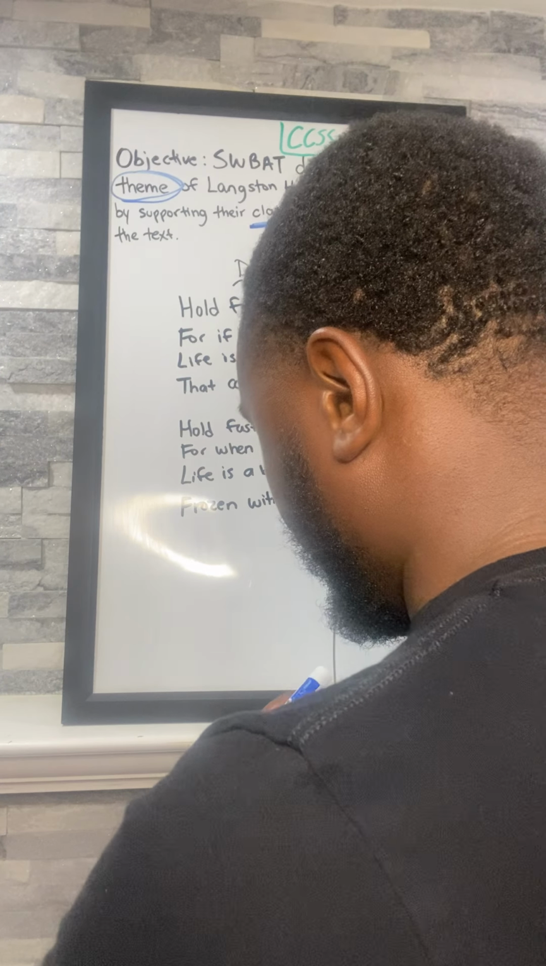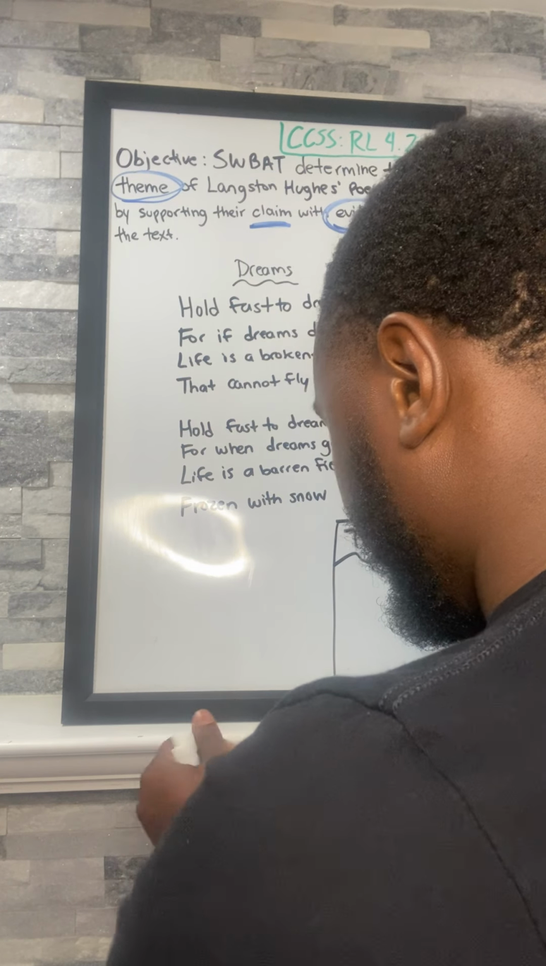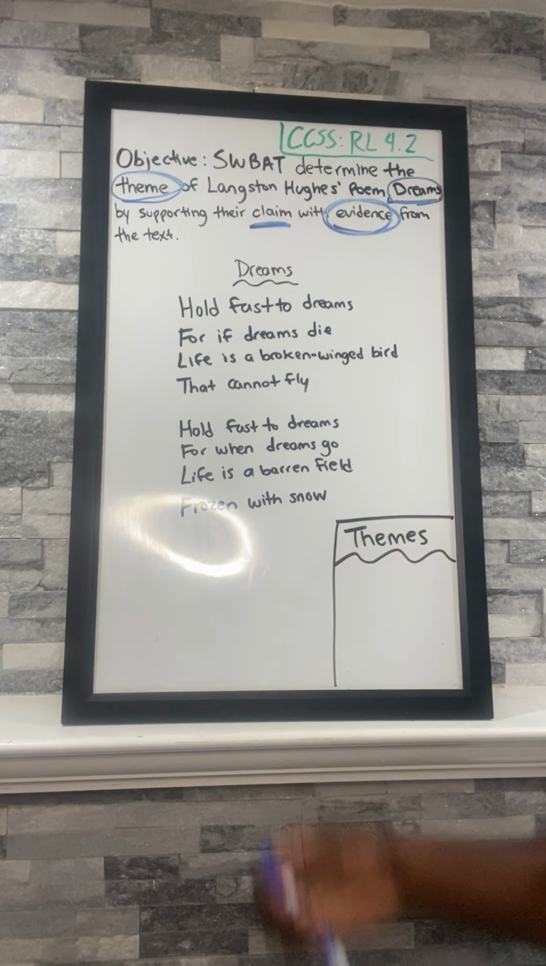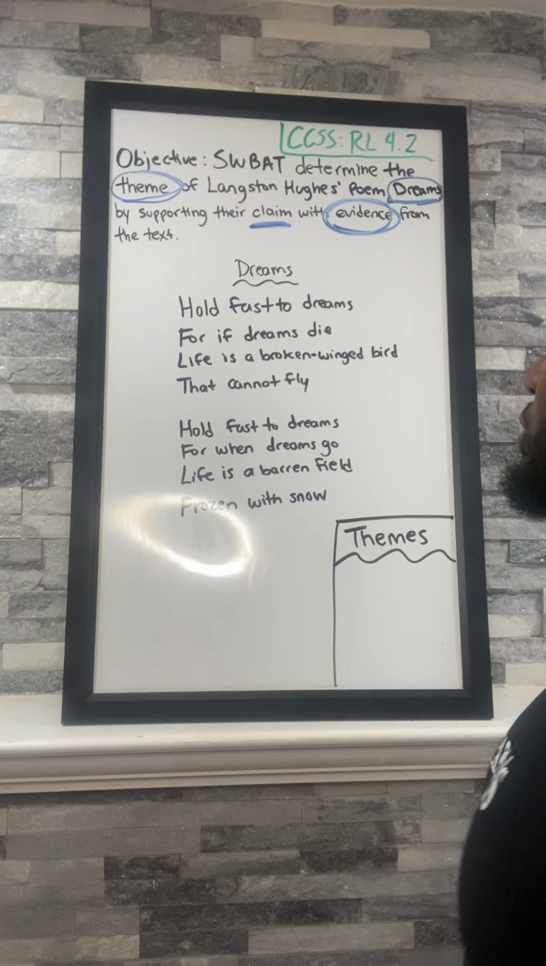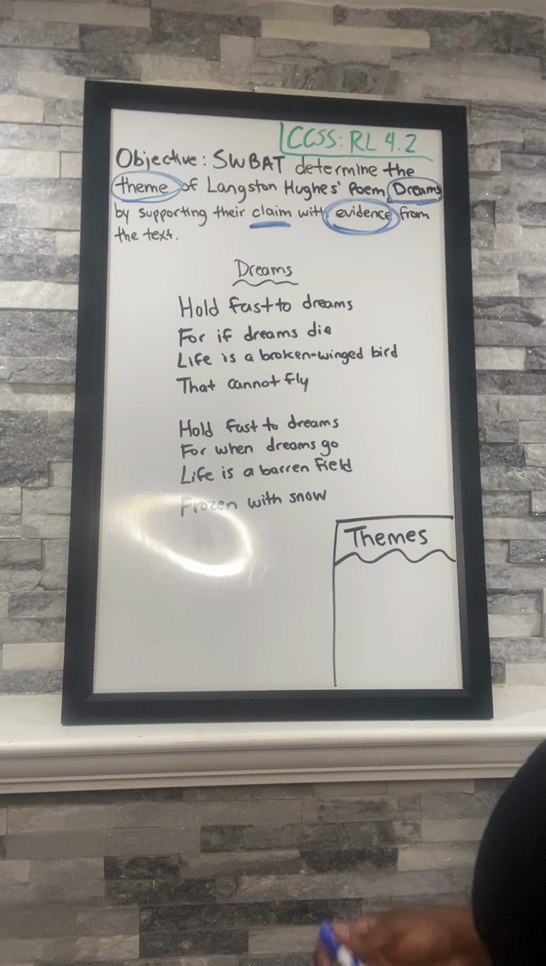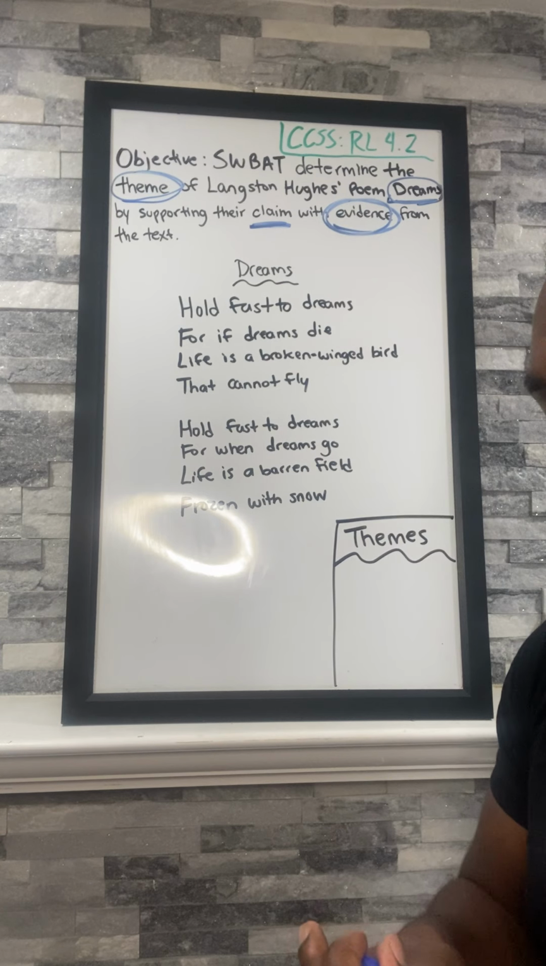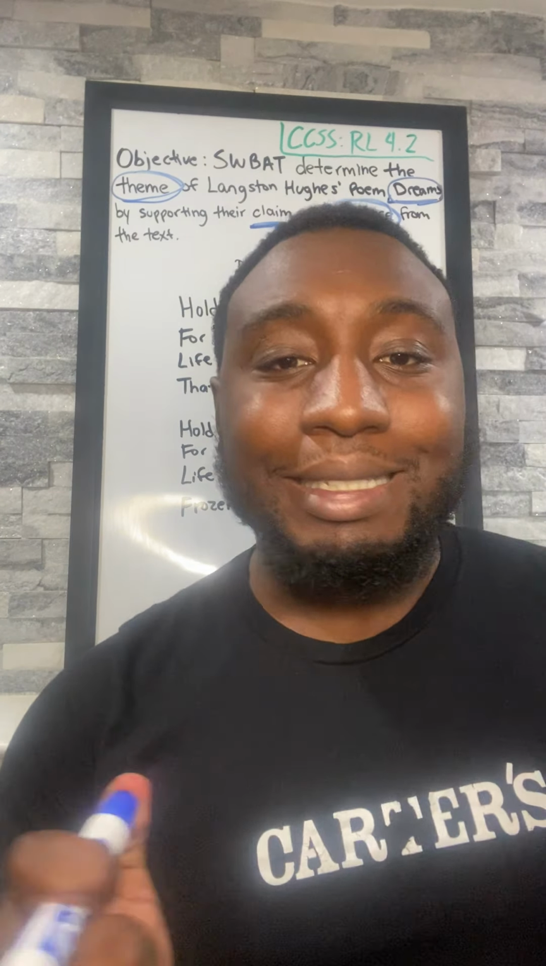Then we're going to go over the objective, and say, we'll be determining the theme of Langston Hughes' poem, Dream, by supporting our claim with evidence from the text. Before I do that, I will explain that theme is not main idea.